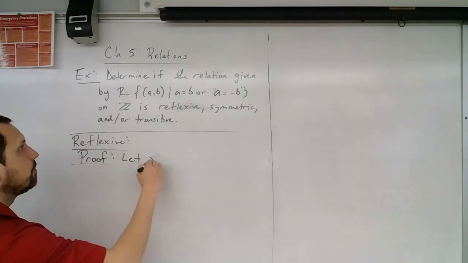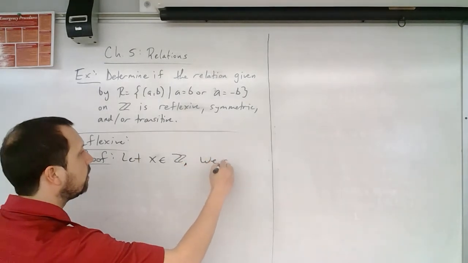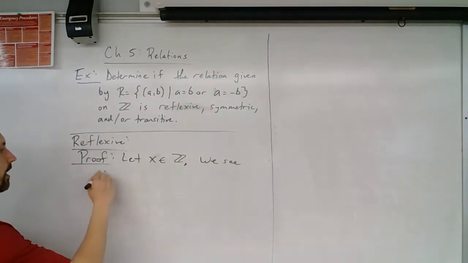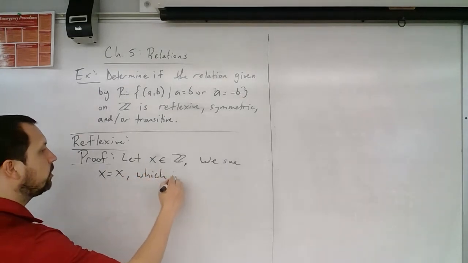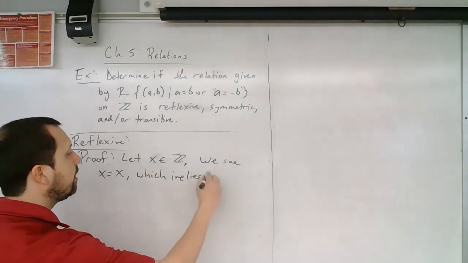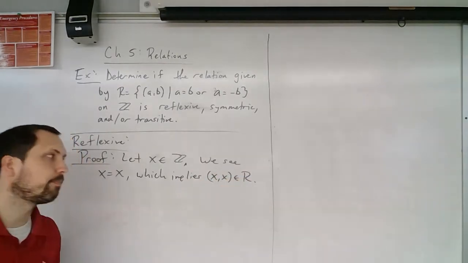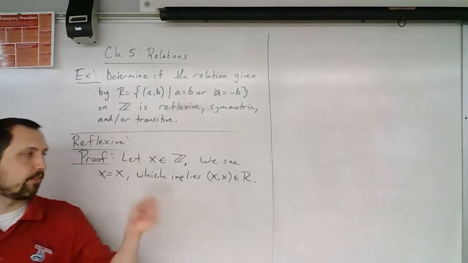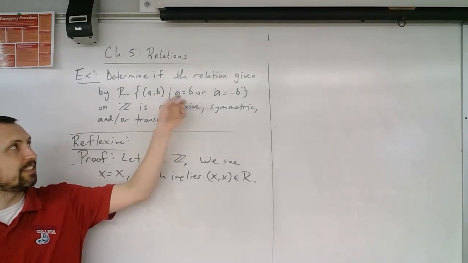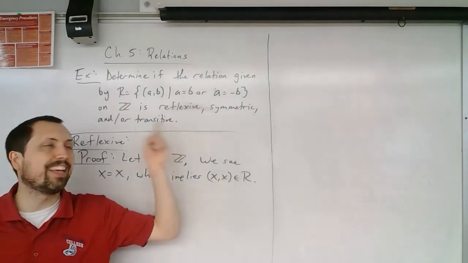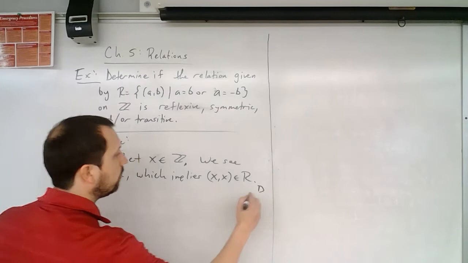So if we say, let x be an element of Z, we see that x is equal to x, which implies that (x, x) is an element of R. So we have shown that for every element, because it is equal to itself, because this is true, that is going to be in our relation. Great. That's our proof for that.